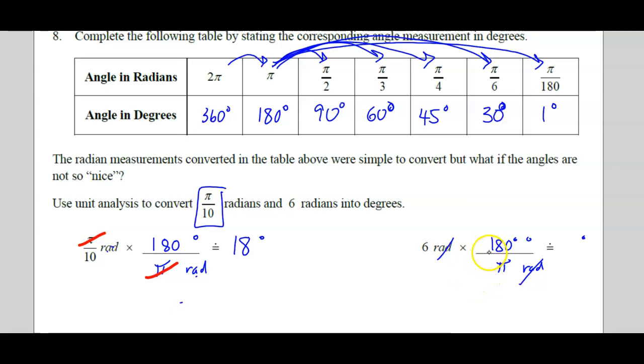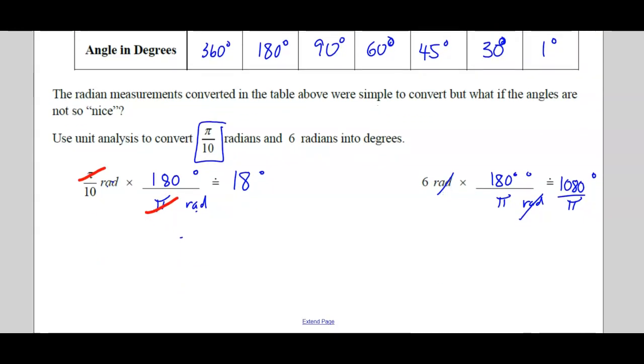What is that? 600 and 480. So 1080 over pi degrees. I'm just going to fix that degree. Okay, so that measurement in degrees actually had a pi in it. Doesn't happen that often. Depends what you're beginning with. If you begin with something that doesn't have pi in it to start, then it will in the end.